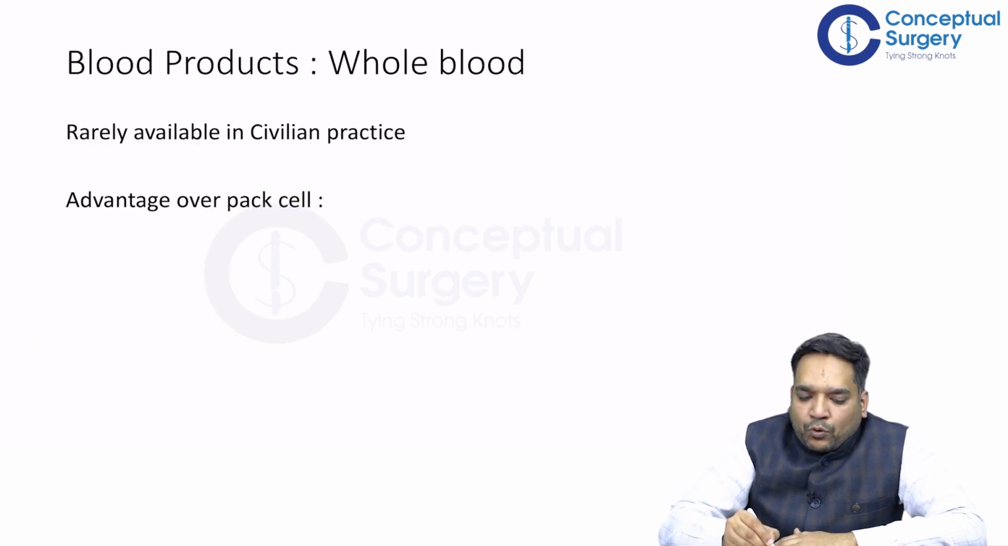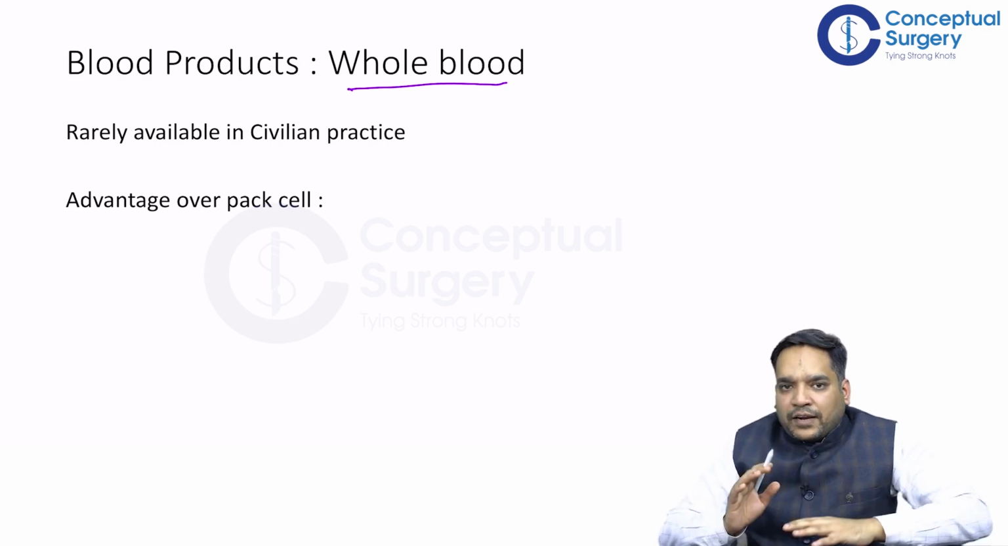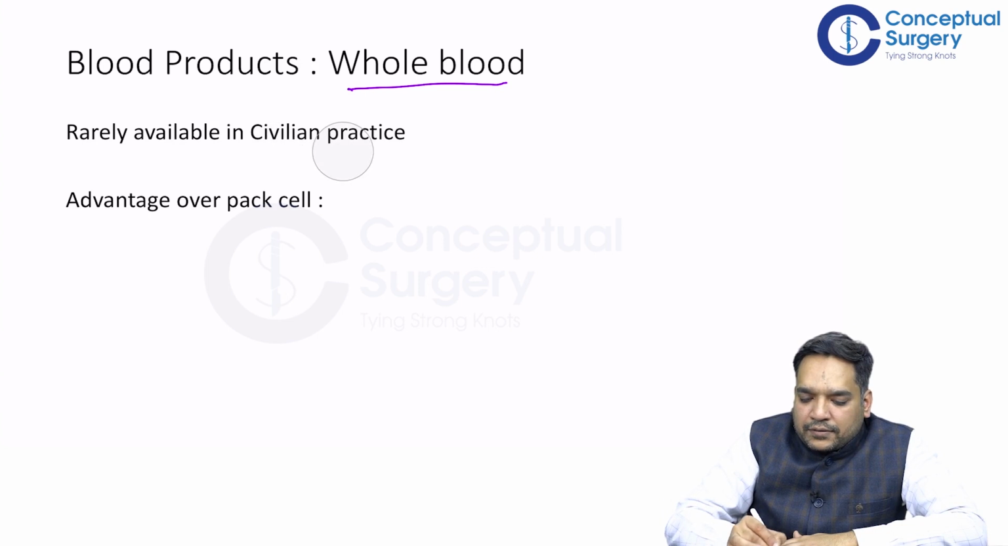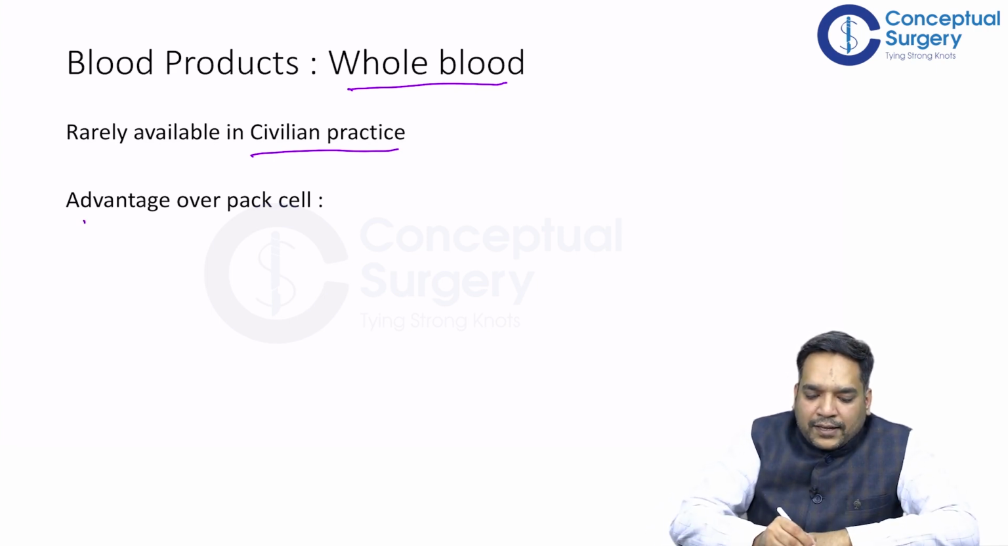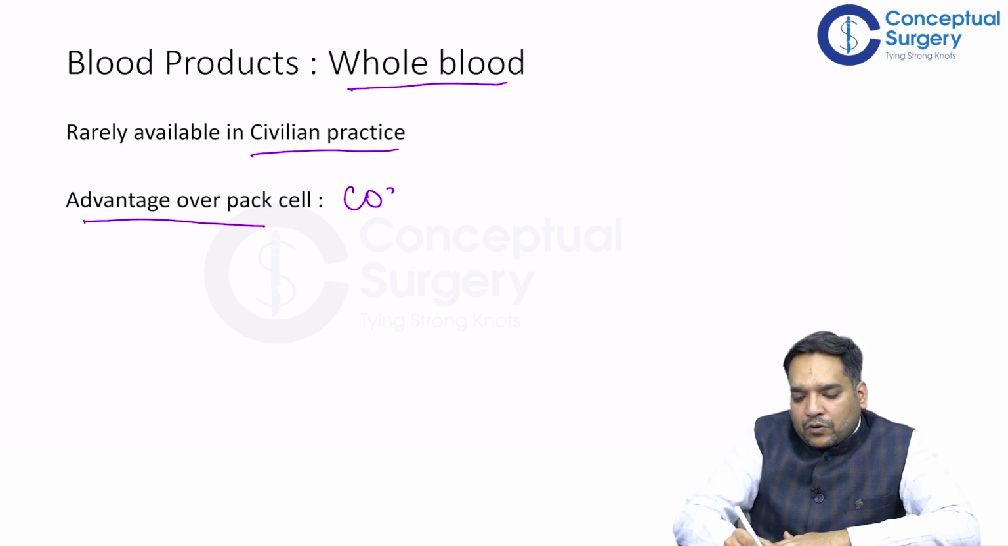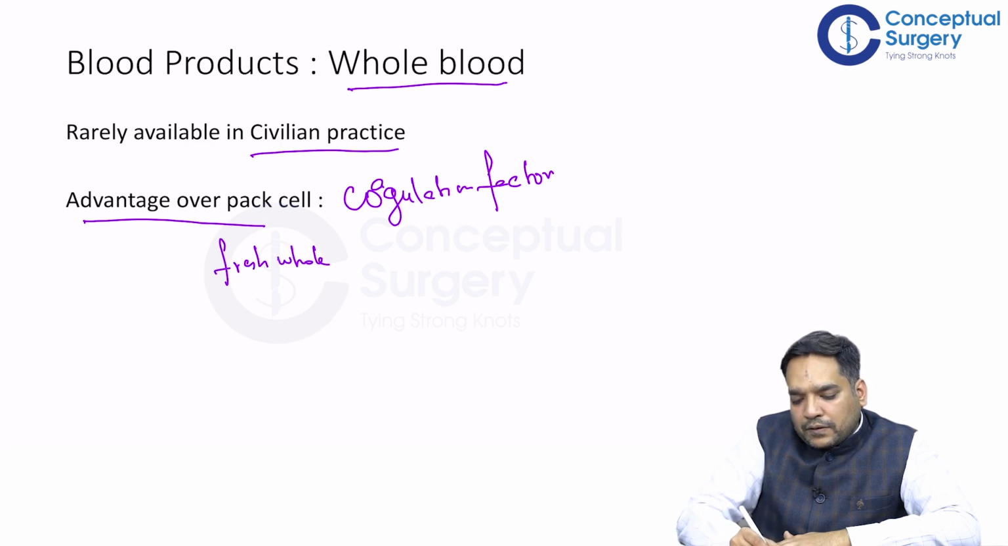I'm going to discuss first about whole blood. Whole blood is very precious, right? It is rarely available in civilian practice because it has more importance in military practice rather than civilian practice. What is the advantage over the packed cell? It contains coagulation factors, right? And it is seen that fresh whole blood is more metabolically active than old blood, right? Just remember this.